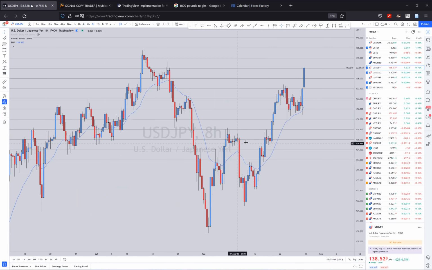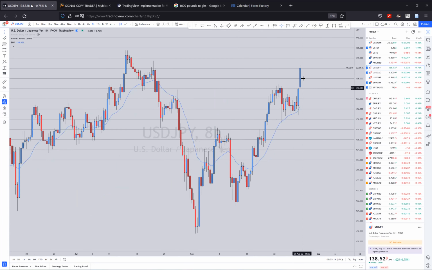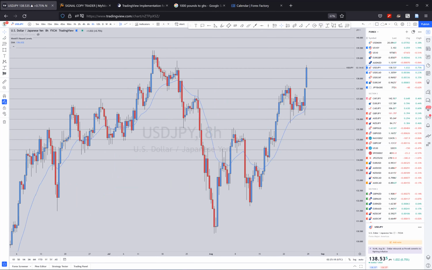Here's the JPY, it has already taken off. At this point, if you are not in a buy already, there's nothing you can do. You just have to wait for price reaction at this level and then see if there will be an opportunity for a sell from this level. Aside from that, you can't do anything from this level.